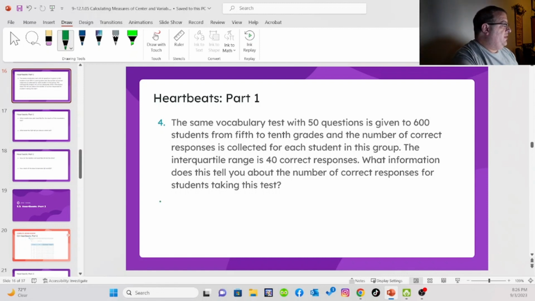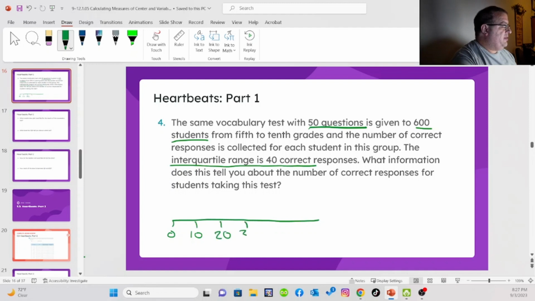So if we pick this apart, we know that the test has 50 questions. We know that it is given to 600 students. And we know that the interquartile range is 40 correct. Well, if there is only 50 questions on the test, and our interquartile range is 40, then that would tell us, if we did a quick sketch of it on a box plot, I could have 0 down here, and we'll quickly sketch by tens.